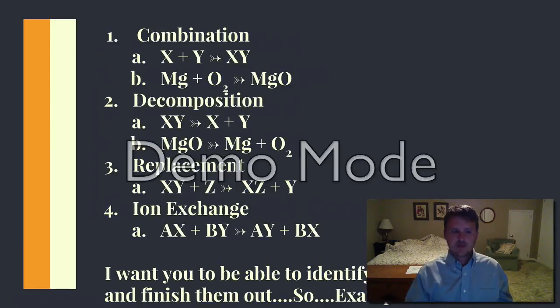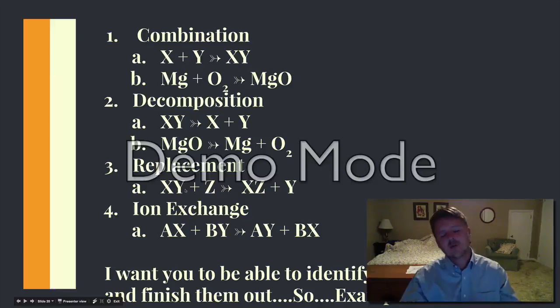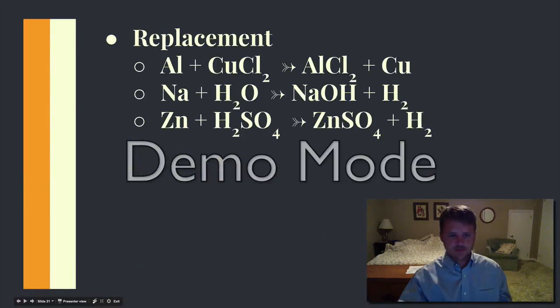Let me give you some examples. Combination. X plus Y yields XY. Mg plus O2 yields MgO. Decomposition, just the opposite. Replacement, XY plus Z yields XZ plus Y. Then ion exchange is going to be like AX plus BY yields AY plus BX. I want you to be able to identify these and finish them out. So here's some examples.